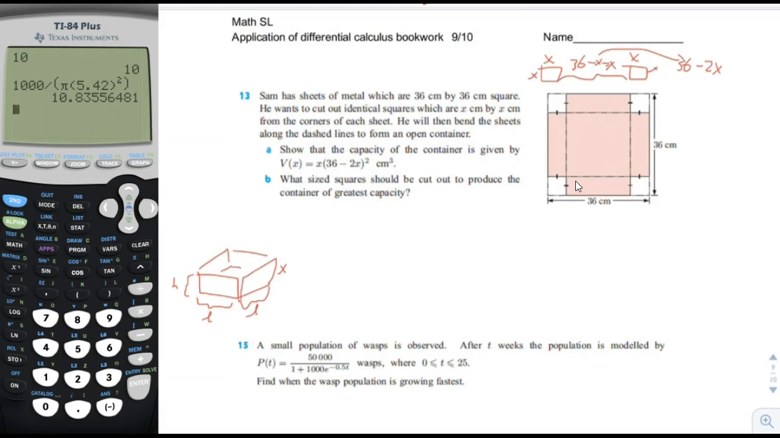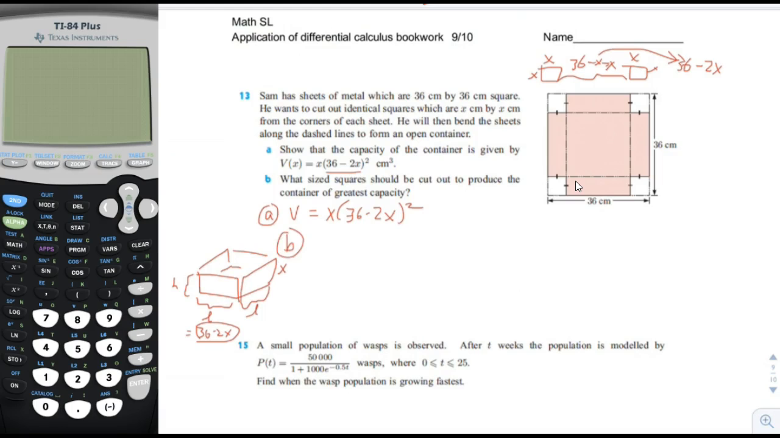Okay. And so the L is 36 minus 2x. Both of the L's are. Now let's calculate the volume. The volume is going to be x, which is the height, times 36 minus 2x, which is one length, and then we're going to square it because both lengths are 36 minus 2x. And oh, look at that, we got that. Okay? All right, B.